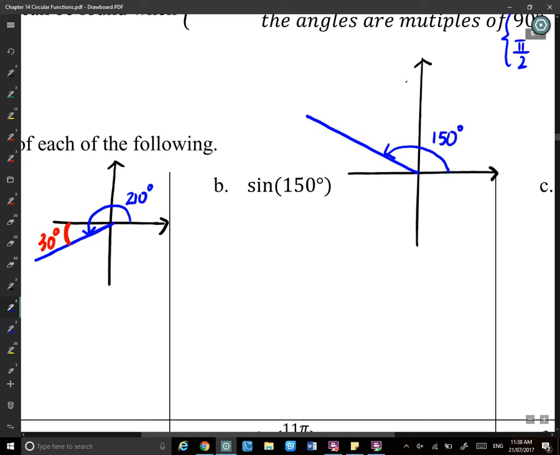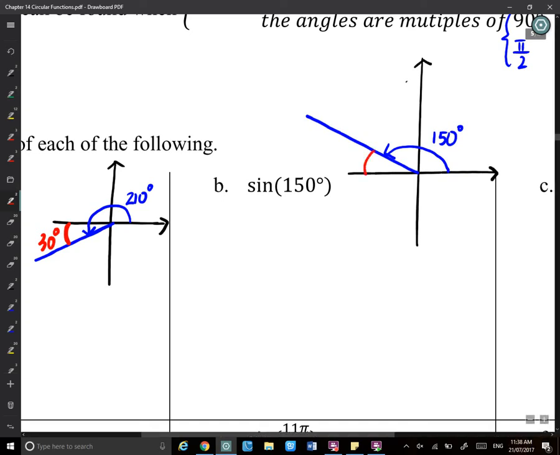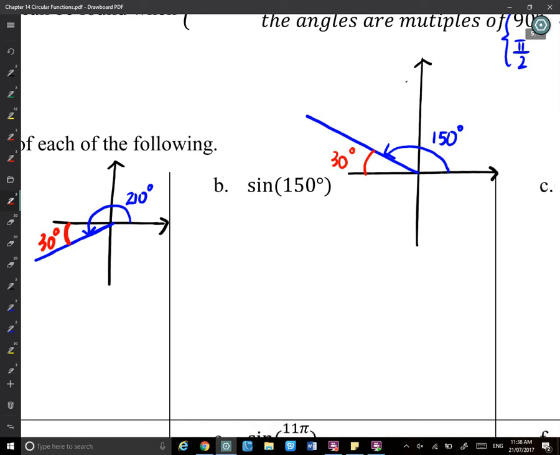Okay, it's this angle here. So the reference angle will be the angle this blue line makes with the x-axis, and it's the acute angle. So it must be this angle here, and that angle is 30 degrees. Okay, 180 subtract 150. So 150 degrees also has a reference angle of 30 degrees.